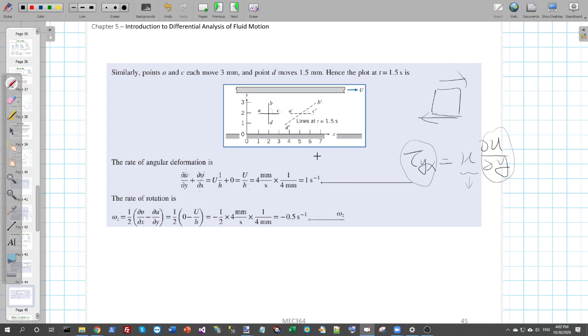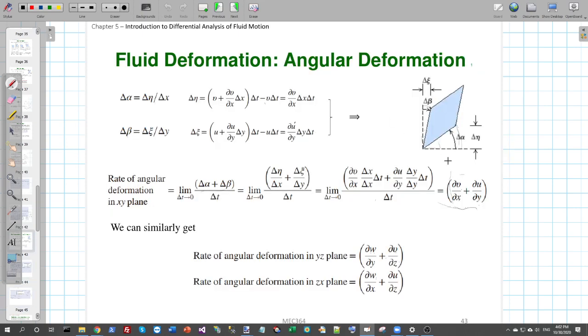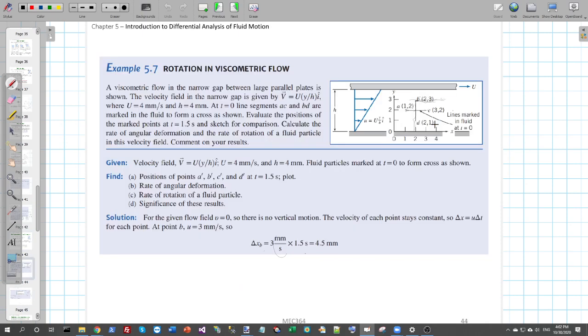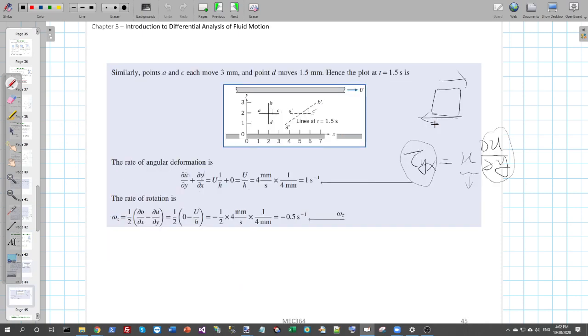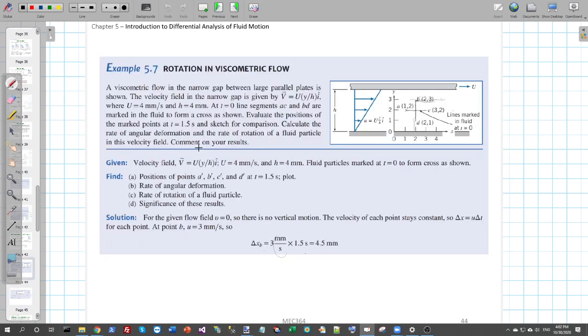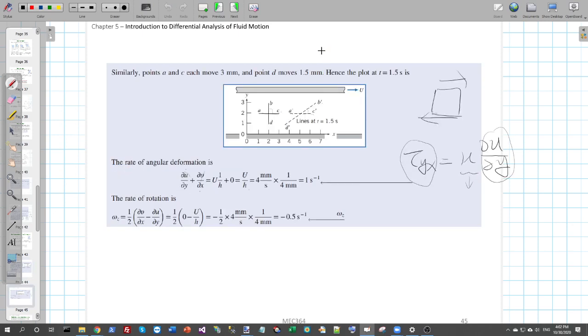Okay, and to calculate the angular deformation, this is the xy plane, right? So we just need to use this relation here, partial v partial x plus partial u partial y, and because the velocity is only in the x direction, v will obviously equal 0. Then using partial u partial y, this big U over y over h will be small u, so partial u partial y will be U over h. You substitute it in, and you know that the rate of angular deformation for this flow is 1 per second.